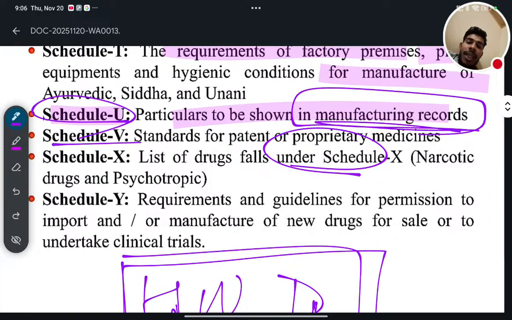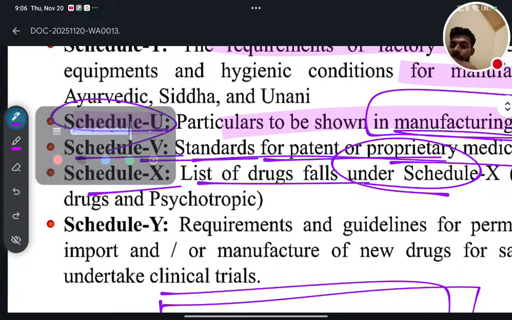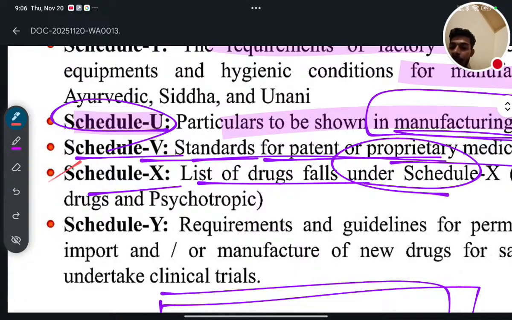Next, Schedule B. Schedule B stands for patent and proprietary medicine. Schedule X. Schedule X is very important. I forgot to tell you. You have to focus on that.